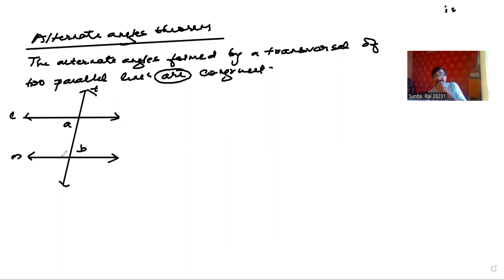So whenever you see a line L parallel to line M and the alternate angles, immediately it should come to your mind: they are congruent, A congruent B.